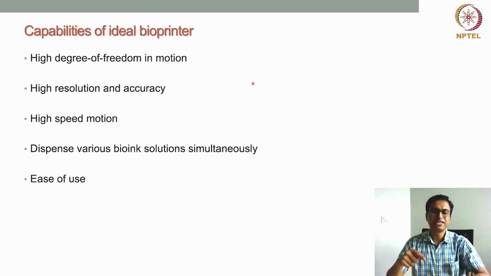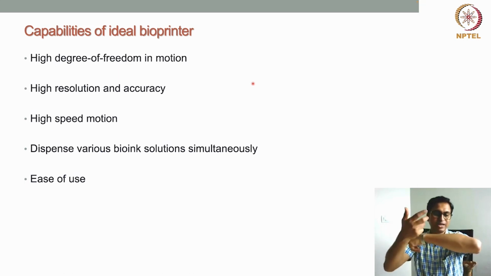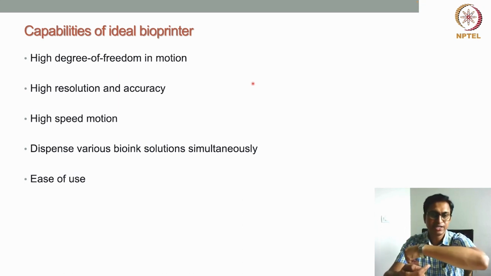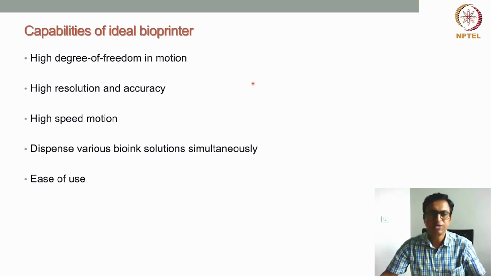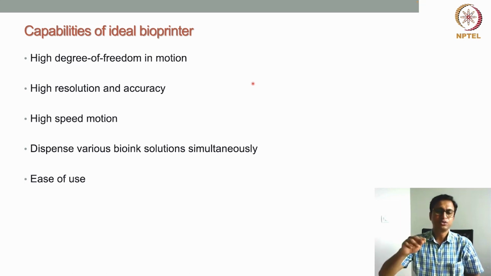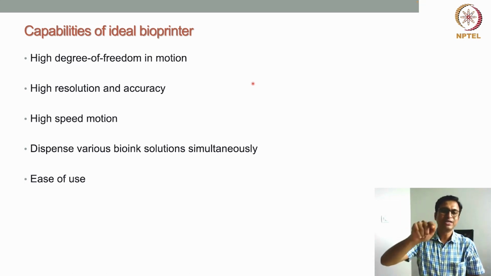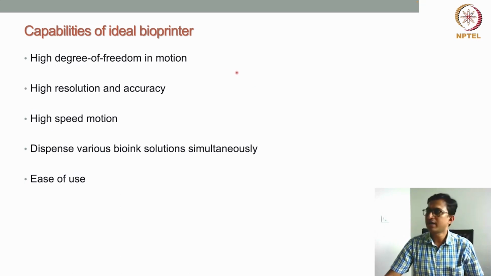So there it would not be a planar surface, it can be a non-planar surface. If I want to print on this non-planar surface, and the printer doesn't have a high degree of freedom, then it cannot print on a non-planar surface. So to print on a non-planar surface, a high degree of freedom of motion is very important. That is lacking in most bioprinters. They don't allow the print head to rotate or to move on a non-planar surface. So that is a requirement for an ideal bioprinter.